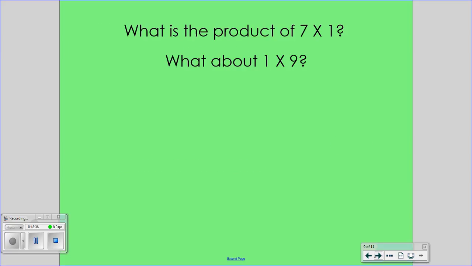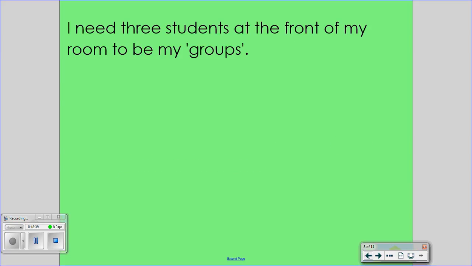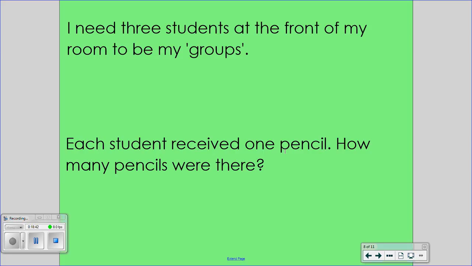What is going to be our multiplication equation? Think about what are my groups? What did I give each of those groups? 1. Brian, what are you thinking? 3 times 1. We have 3 groups of 1, and I said equation, so we need an equal sign. 3 students holding 1 pencil each means a total of 3 pencils. Write that in your notebook. You add 1 three times, or you add 3 one time.